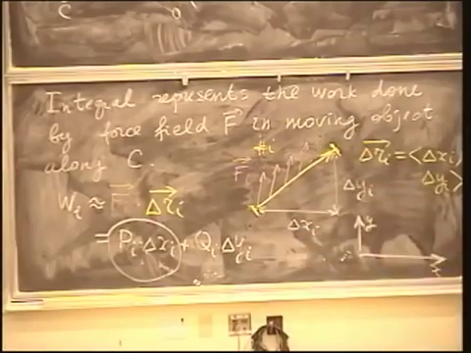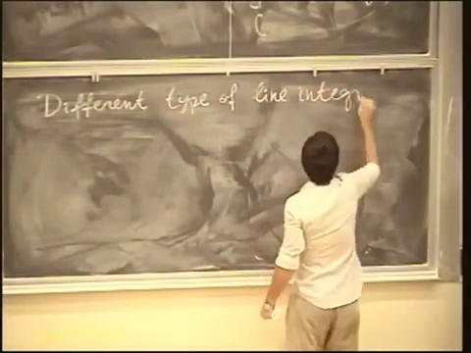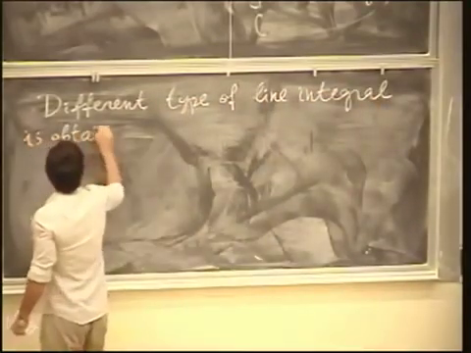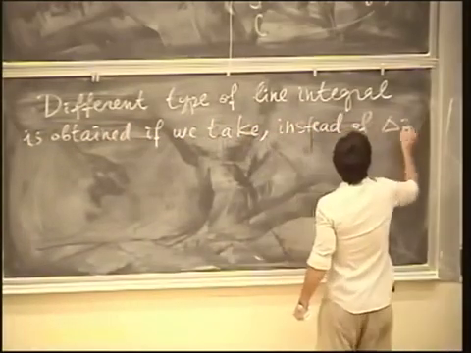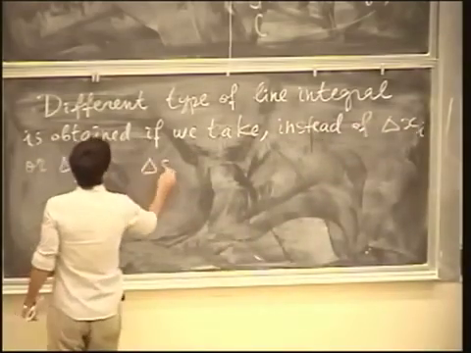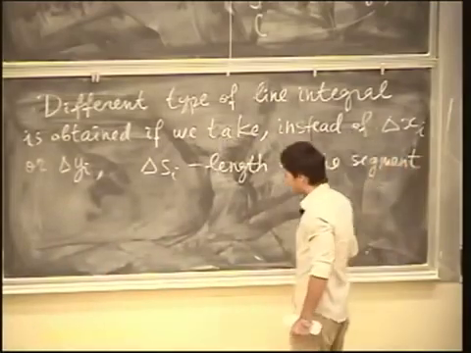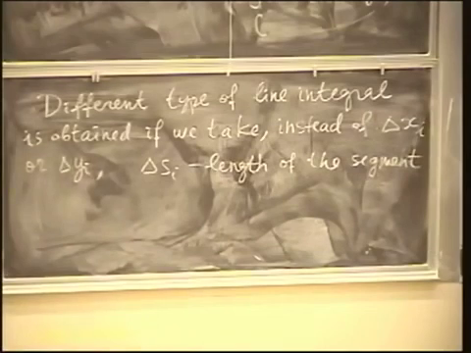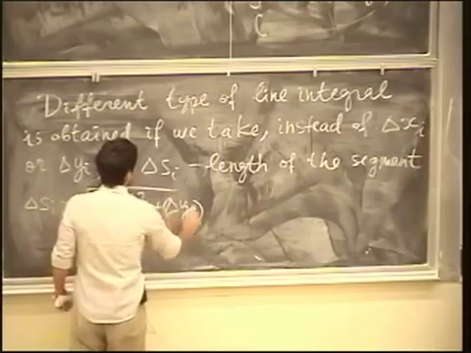So this way we get a different type of line integral. A different type of line integral is obtained if we take, instead of delta xi or delta yi, delta si, which is the length of the segment. So what do we get in this case? Let's call this delta si. Of course, delta si is nothing but the square root of delta xi squared plus delta yi squared.